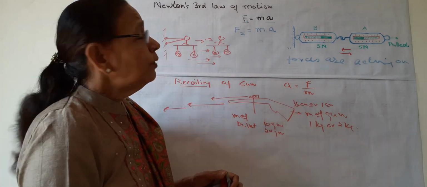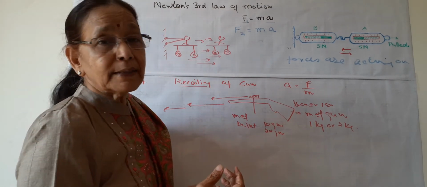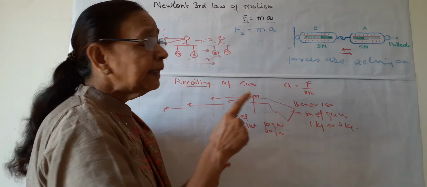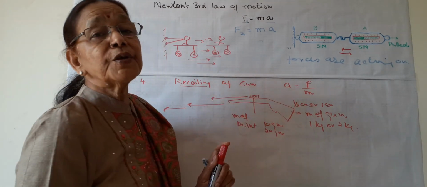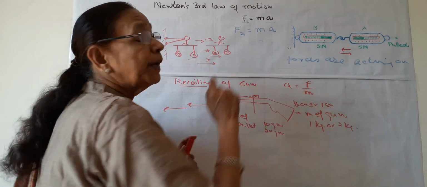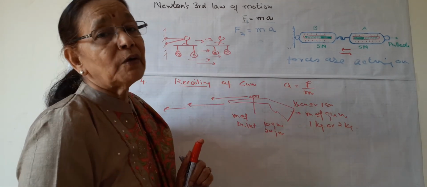So this is how we have seen some examples of Newton's third law, and one important thing: the acceleration is different for the two bodies, which is dependent upon the mass of the bodies.